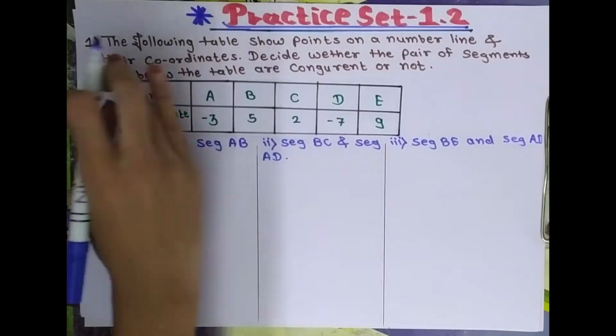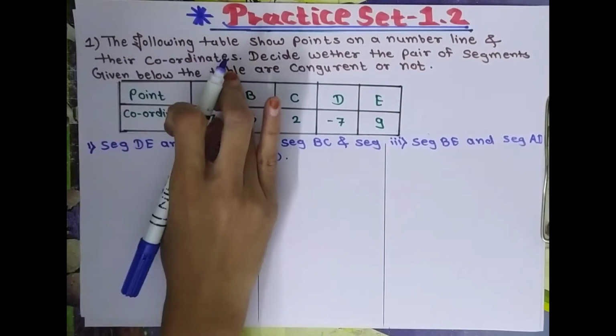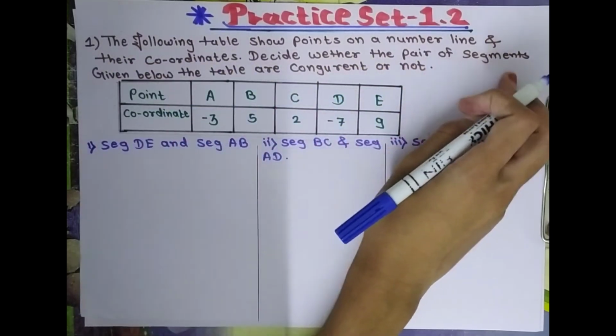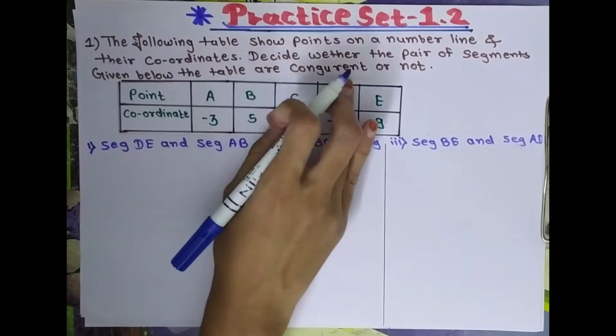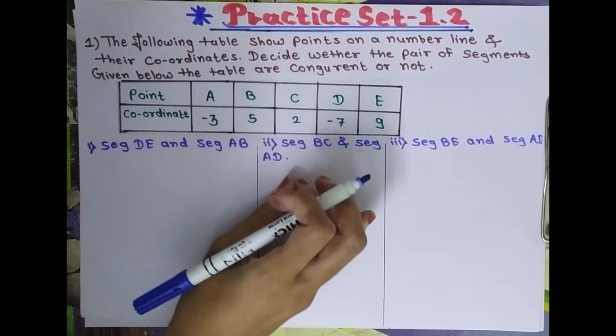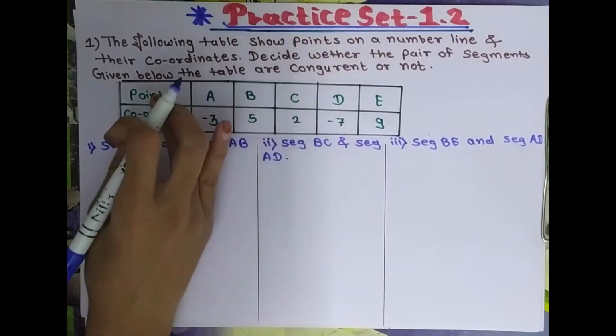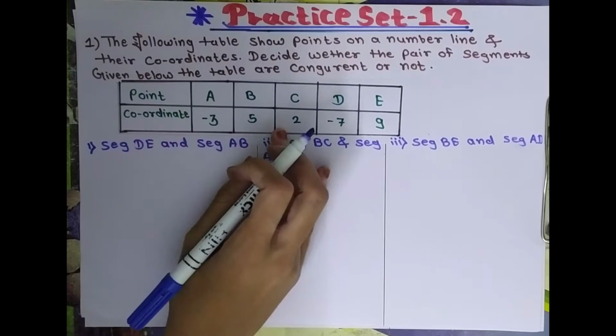Practice set 1.2, question number 1. The following table shows the points on the number line and their coordinates. Decide whether the pair of segments given below the table are congruent or not. Some segments are given, and we want to show whether those segments are congruent or not. In that table, each point is given and its coordinate is given.